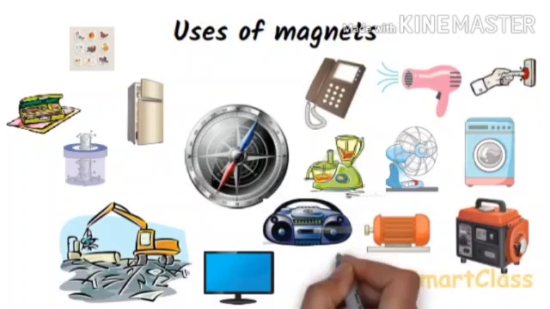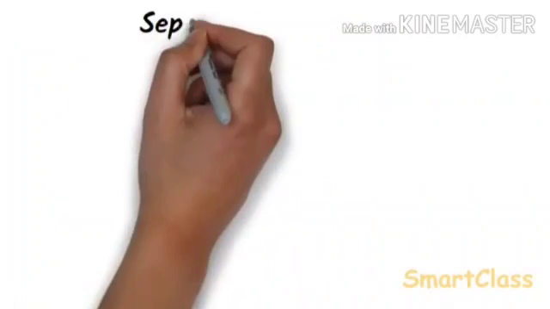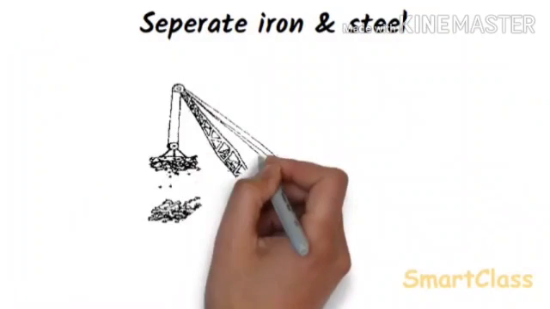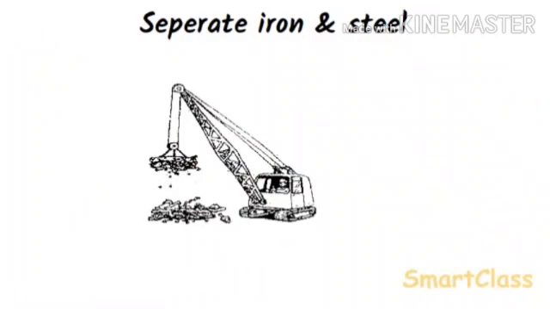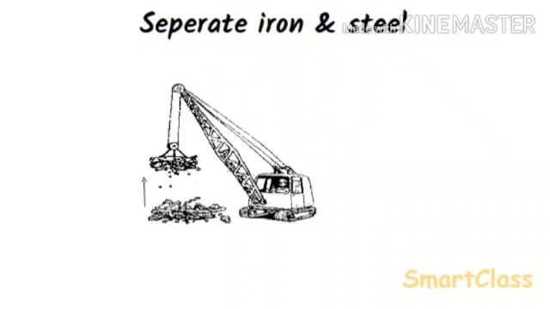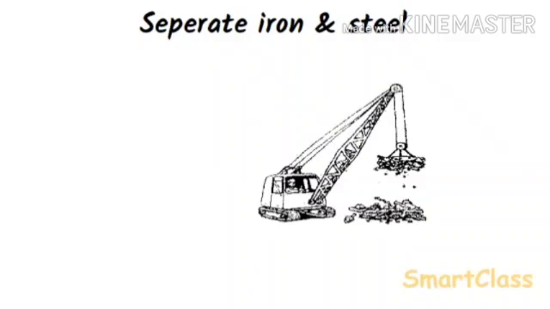Magnets are also used to separate iron and steel objects from other waste material. Electromagnets are fitted to the long arm of a crane by chain. This long arm is lowered over the heap of waste materials, and the electric current through the electromagnet is switched on. The iron and steel from the waste material get attracted toward the strong attraction of the magnet and stick to it, and thus get separated and fall on the desired place.